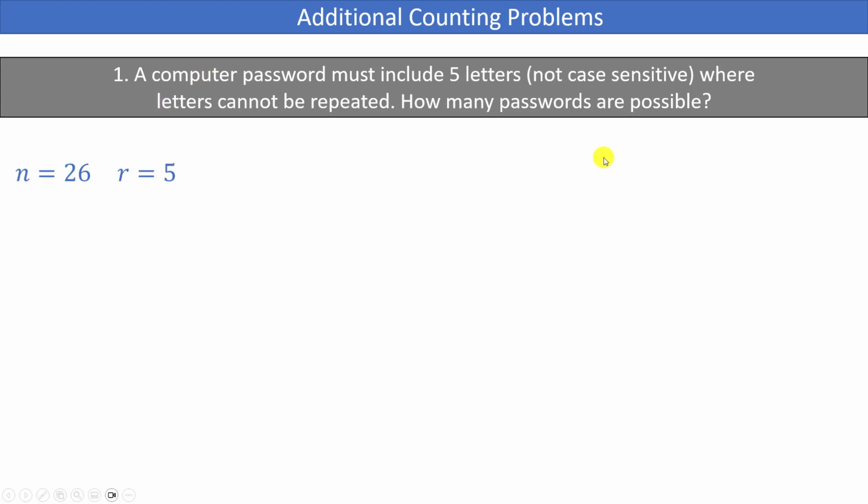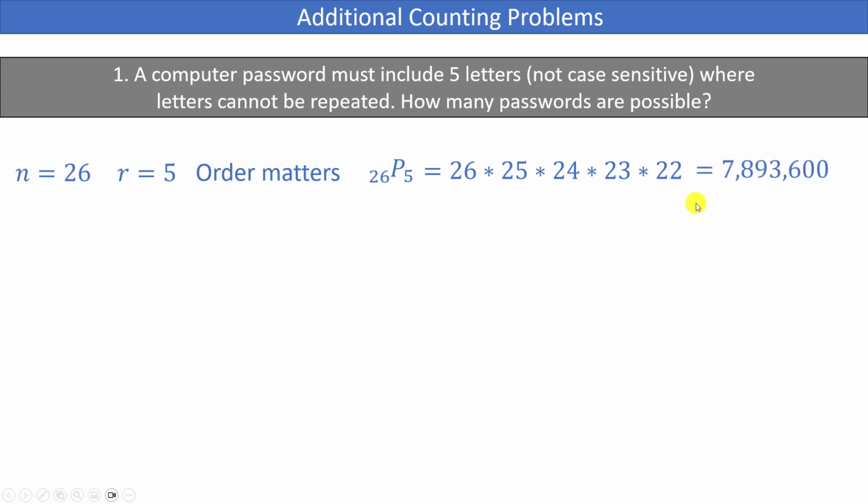Does the order matter in which those letters are chosen? Well, yes, the order does matter, right? If my password was ABCDE, that's different than EDCBA. Even though I have the same 5 letters, ordering them differently is going to create different passwords. So I'm going to be finding a permutation. So it's the permutation of 26 choose 5, which is 26 times 25 times 24 times 23 times 22. I've got 5 different values here, and that comes to 7,893,600 different passwords.